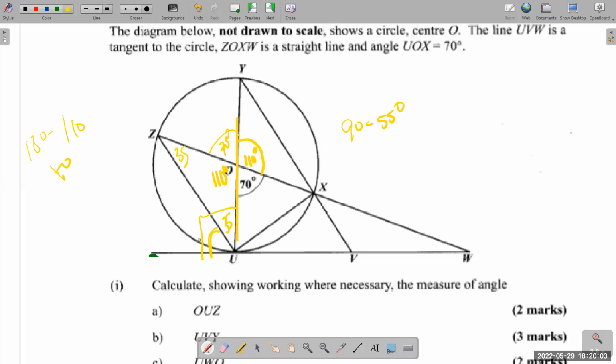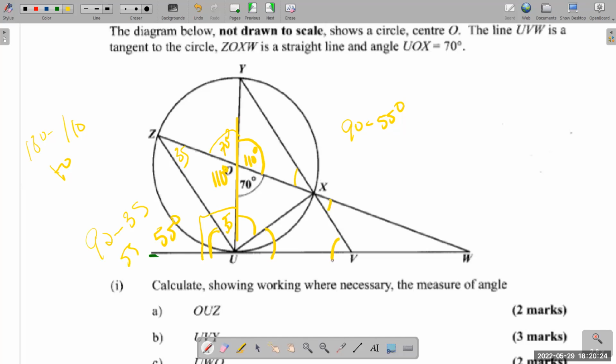Both of them is what? 90. So 90 minus 35 is what? 55. They say 55. Same thing over here. We know here, we know in between here. So we could find literally every nook and cranny in here.